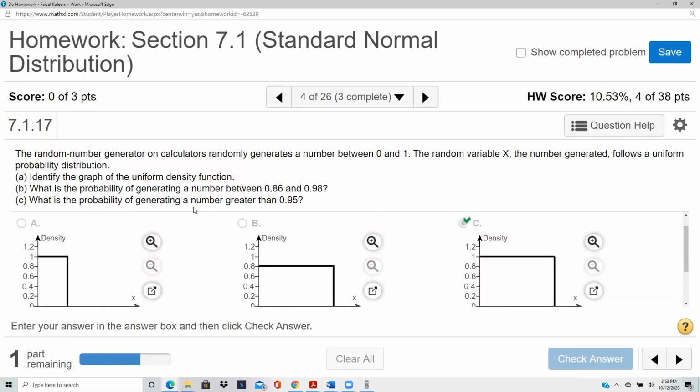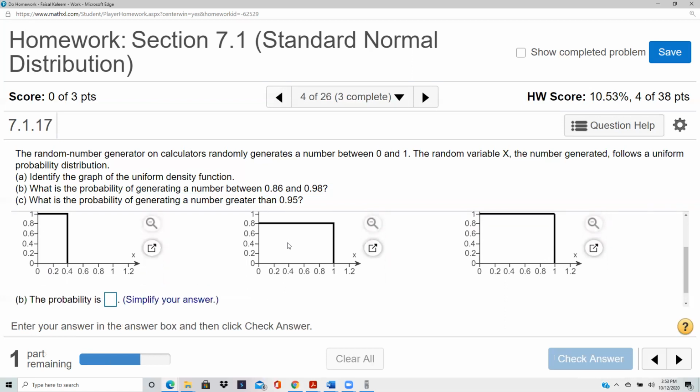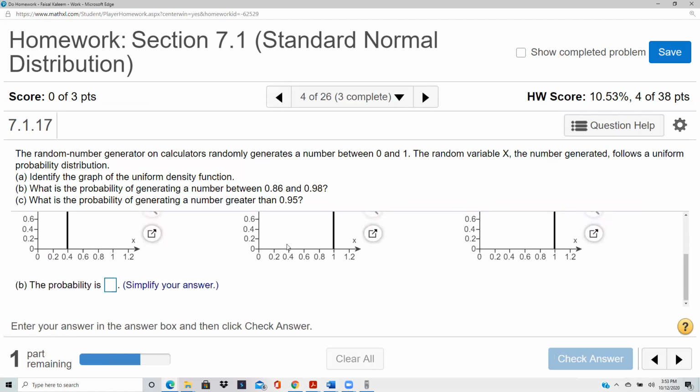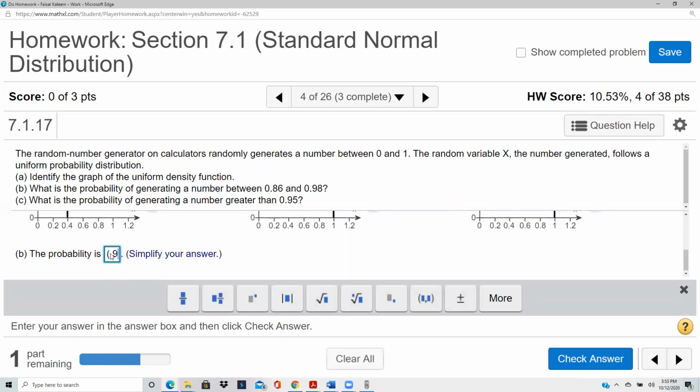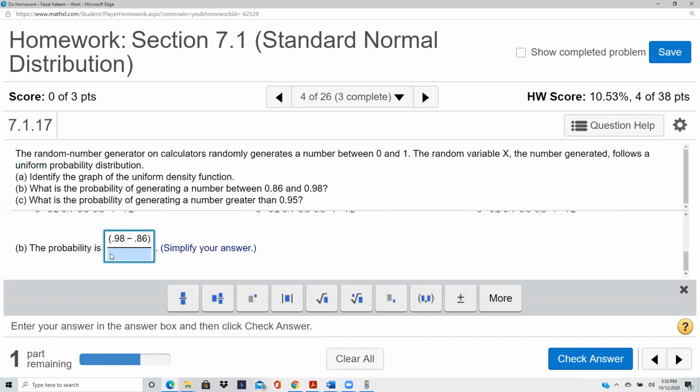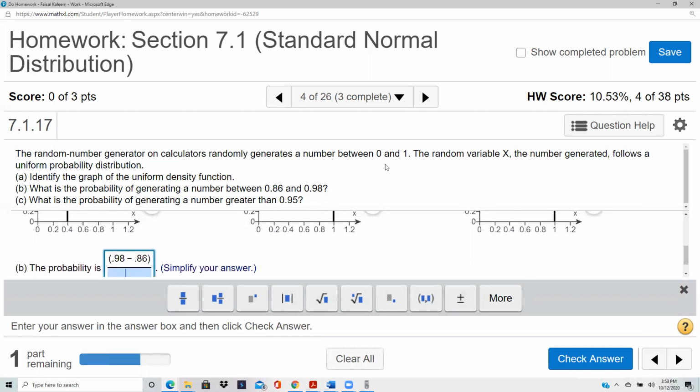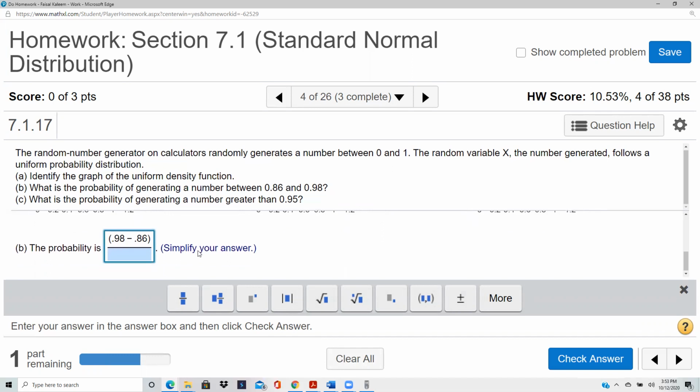Okay, the probability of getting a number between 0.86 and 0.98. So you do 0.98 minus 0.86 on the top. And you divide it by the total interval length, which is between 0 and 1. So that's 1 minus 0. And so that equals 0.12.